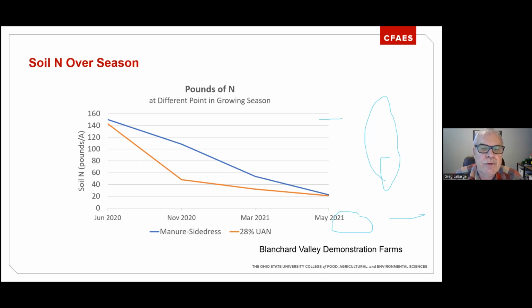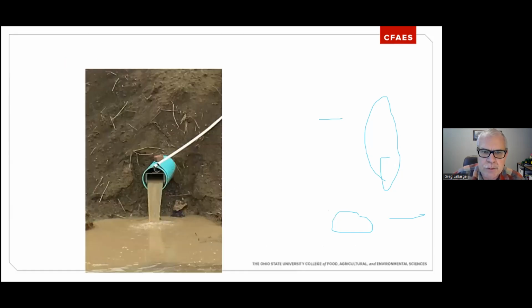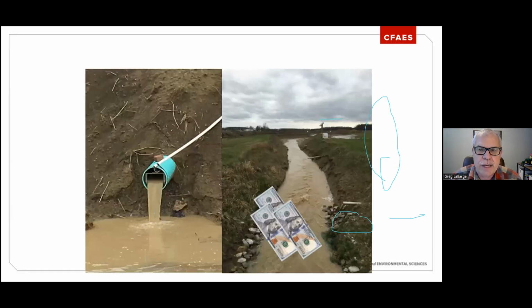And when we get into November, by that point in time we actually have a lot less nitrogen in the soil profile with the UAN, but with both of them we see a steady decline. And by the time we're back into May of 2021, a year after application, basically we're back at that kind of 20 pounds of nitrogen in the soil. So both react similarly.